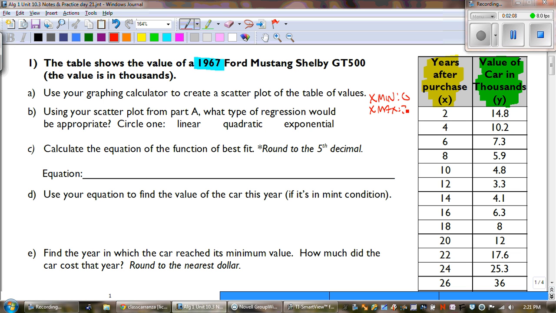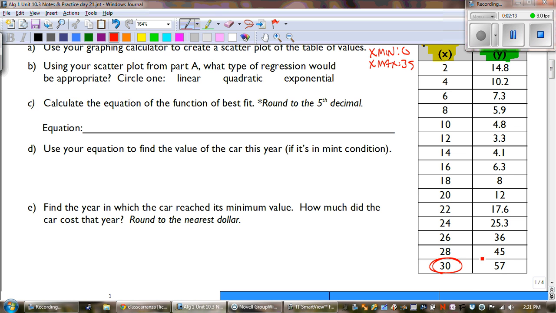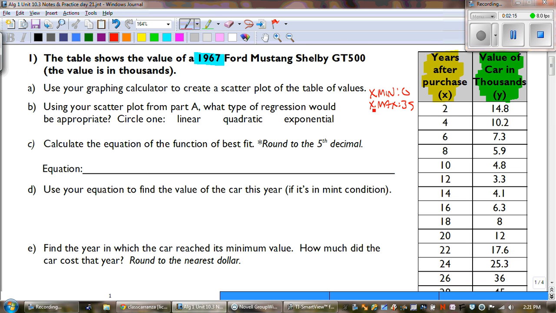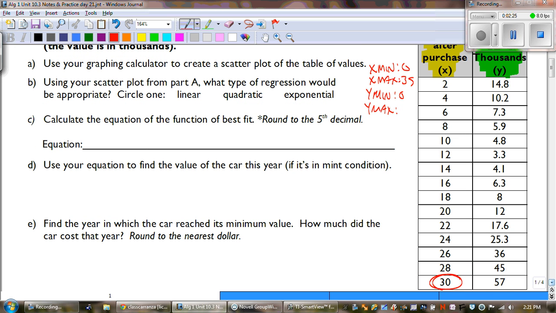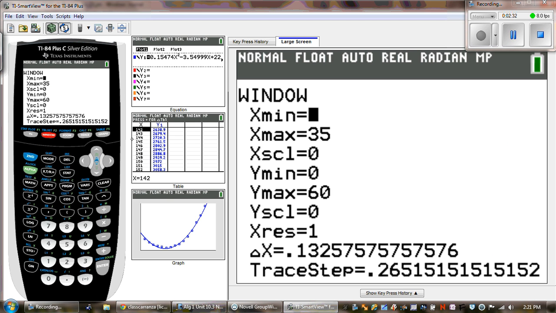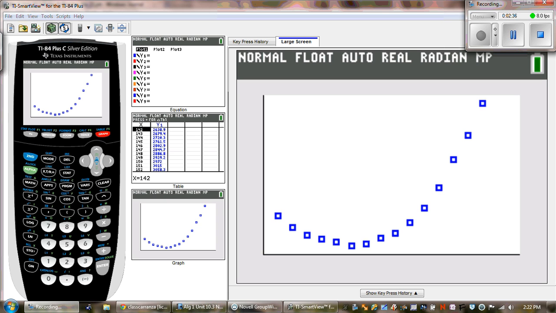For the X max, I said 35 because of the 30. Okay, and our Y min is 0. And then our Y max, the highest number that we see here is 57, so I'm going to say 60. Okay? And then you go ahead and graph it. All right, and your graph should look something like this.